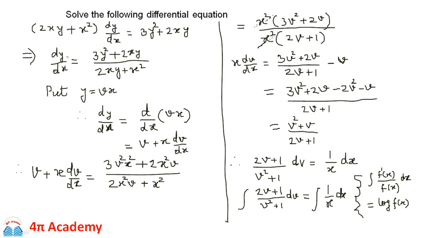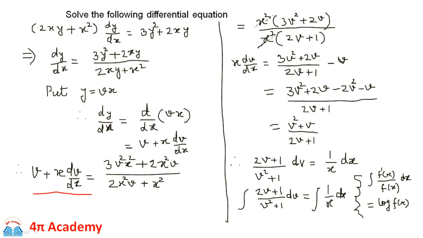So now let us write this equation as dy by dx. So we get dy by dx is equal to 3y square plus 2xy divided by 2xy plus x square. Now the next step is you have to put y is equal to vx. So we get dy by dx is equal to d by dx of vx, which is equal to v plus x into dv by dx. So instead of dy by dx we put this as v plus x into dv by dx.